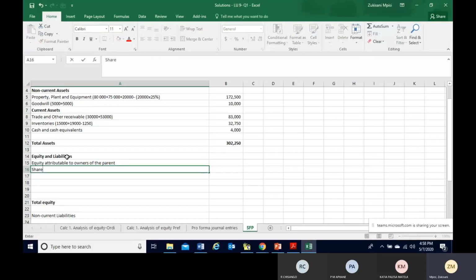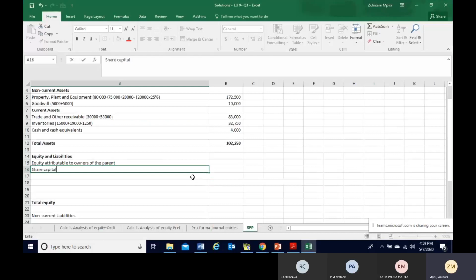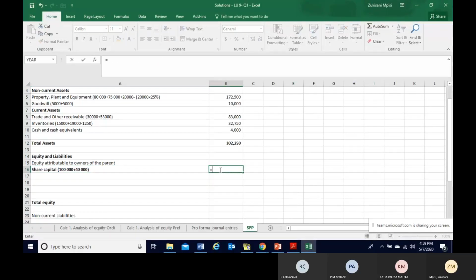Then we look at equity and liabilities, equity attributable to owners. The first thing that we always have is share capital. So the share capital now is going to be for both. We're not going to show the preference and the ordinary shares on the statement of financial position. But if you are dealing with the statement of changes in equity, you can show this. So we are adding 100,000 and 40,000. The rest of the others will be eliminated. I'm going to show you just now. $100,000, $40,000.